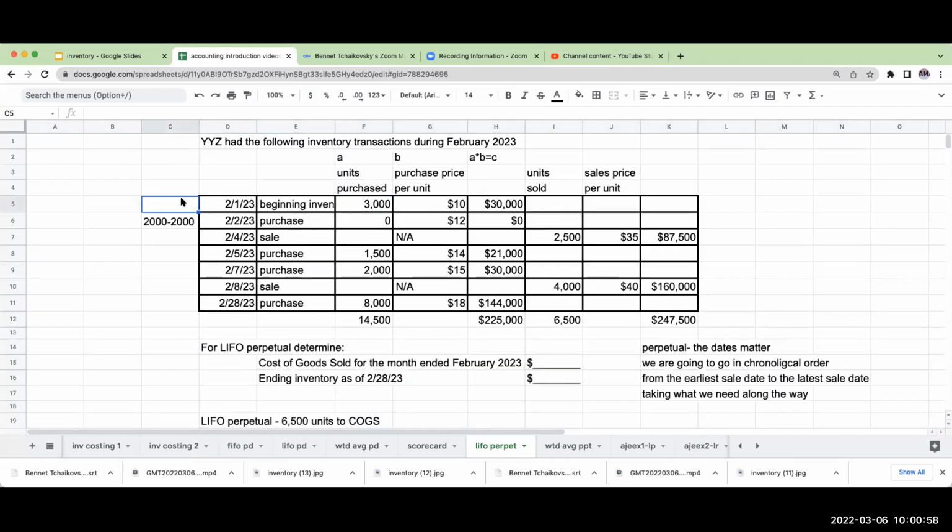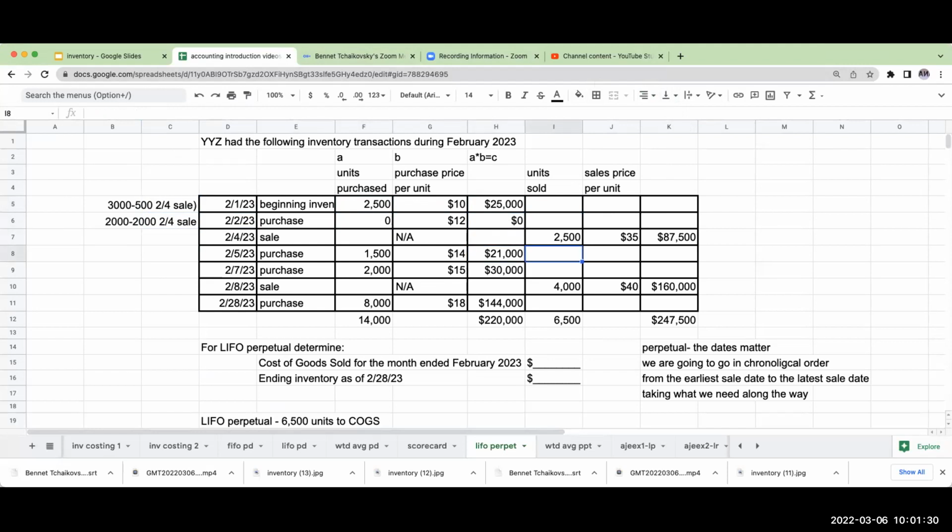I also want to make sure, I almost made a big mistake. 3,000 minus 500 units, and this is from my 2/4 sale. Got to be really careful about computing these. So right over here, this is now going to be 2,500 units as of right now.